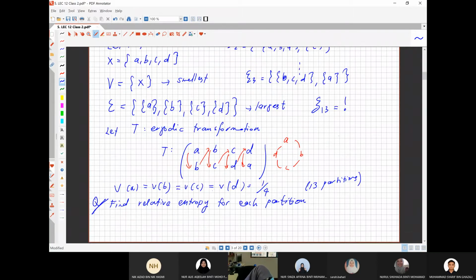So first you can find T and psi 1, T and psi 2, and until T and TV and T epsilon. So this is the smallest, this is the largest. So the 13 partitions you have here include the trivial partition and also the largest partition, which is epsilon. Okay. Any questions until this part?